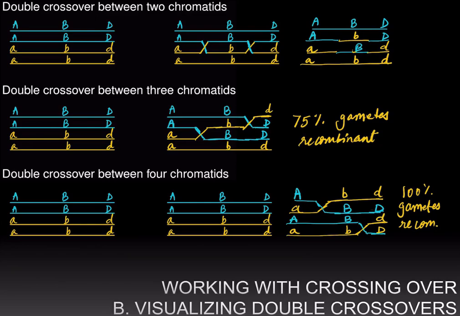And once again, I'll remind you to keep in mind that although it's possible in a single meiosis to have a 3-strand double crossover or a 4-strand double crossover to give you 75% and 100% recombinant gametes, in reality, if you look in the entire population of gametes, the proportion of recombinant gametes will be pretty low, because these events, double crossover between 3 or 4 chromatids, are unlikely events.